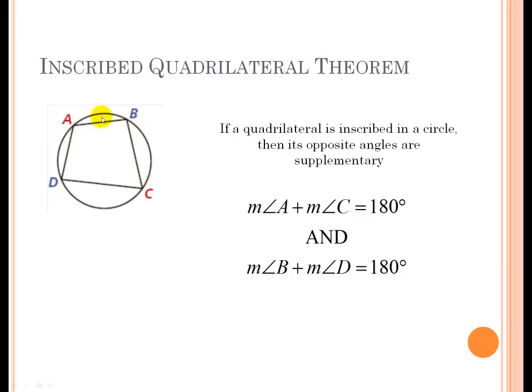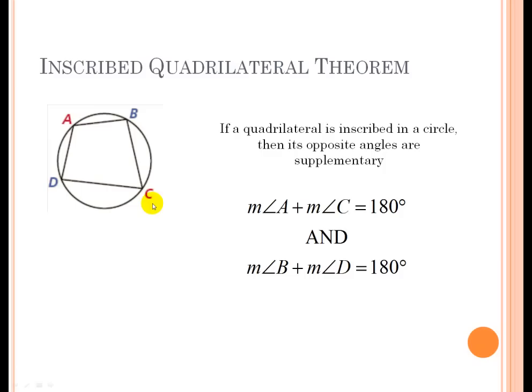So if I add those two arcs together, I should get the entire circle, which means if those two arcs add up to the entire circle, or 360 degrees, then those two angles should add up to half of that, or 180 degrees. Or to put it in specific words, if a quadrilateral, this one here, ABCD, is inscribed in a circle, then its opposite angles are supplementary.